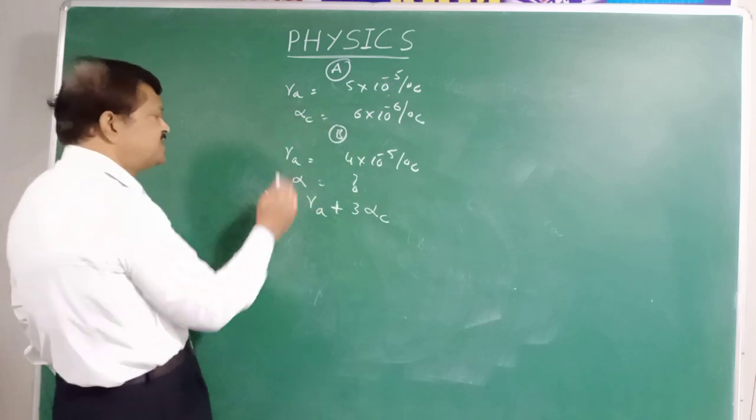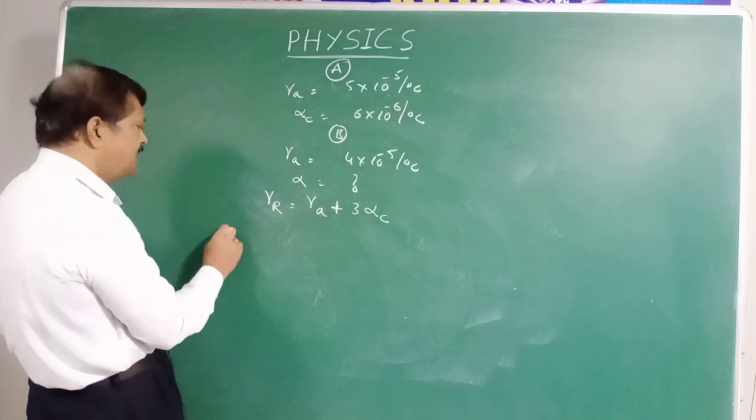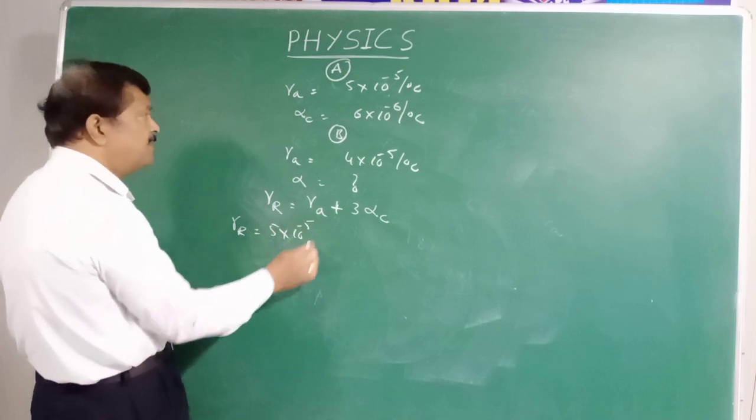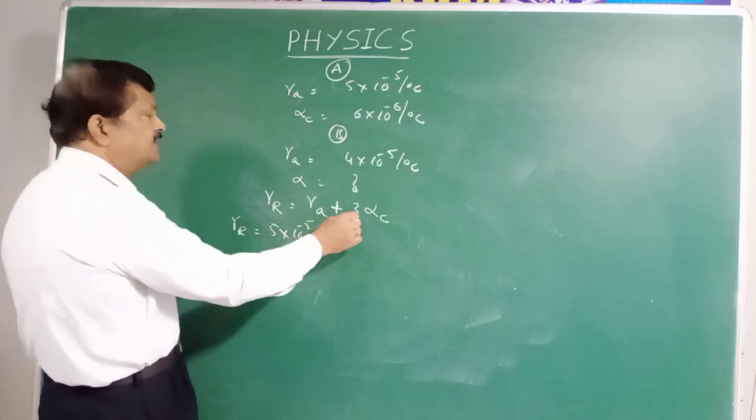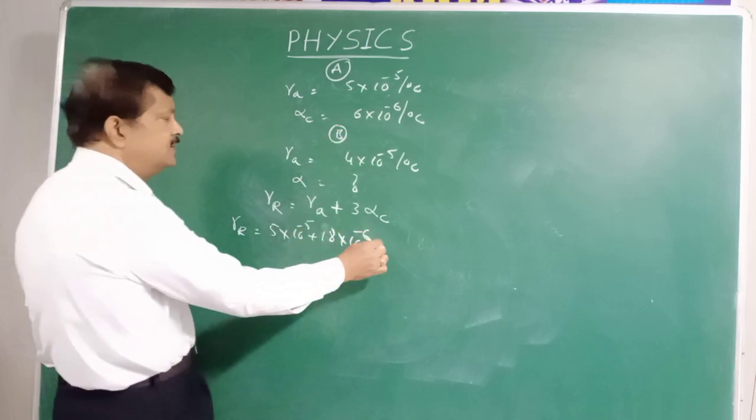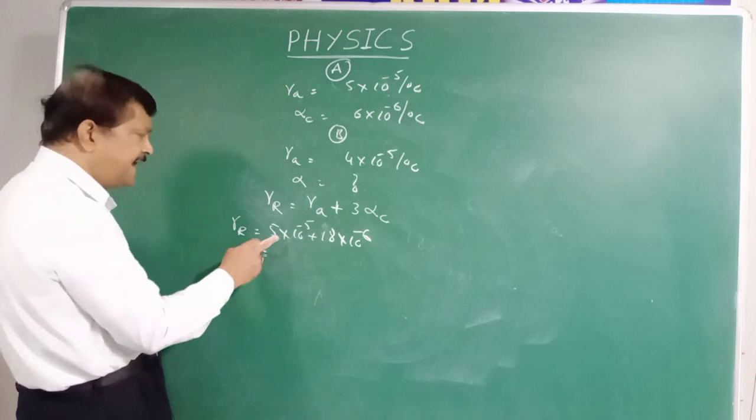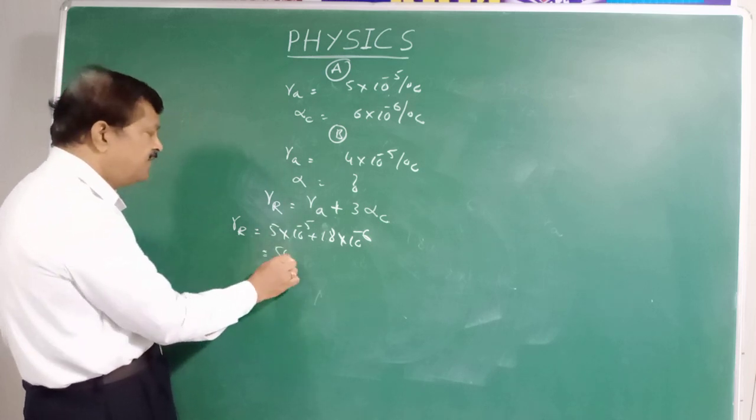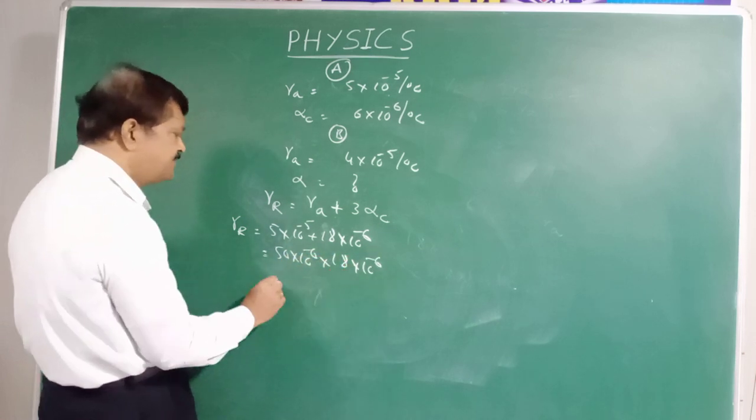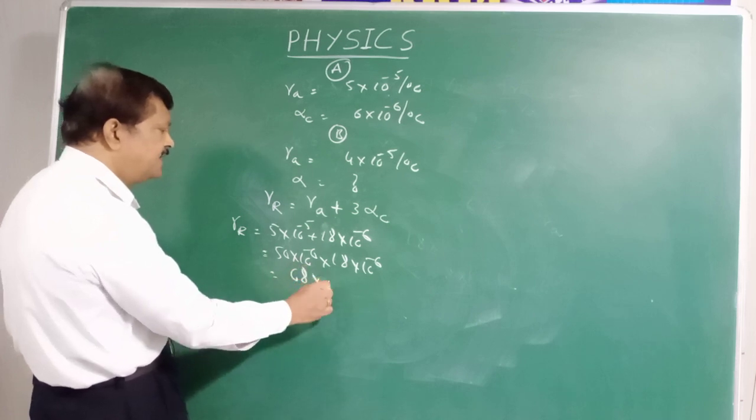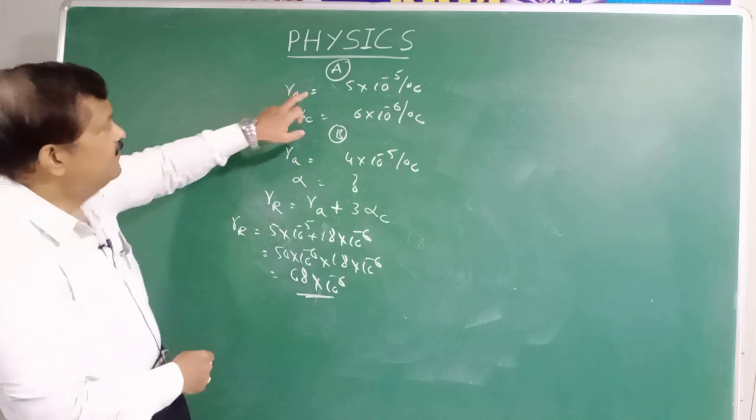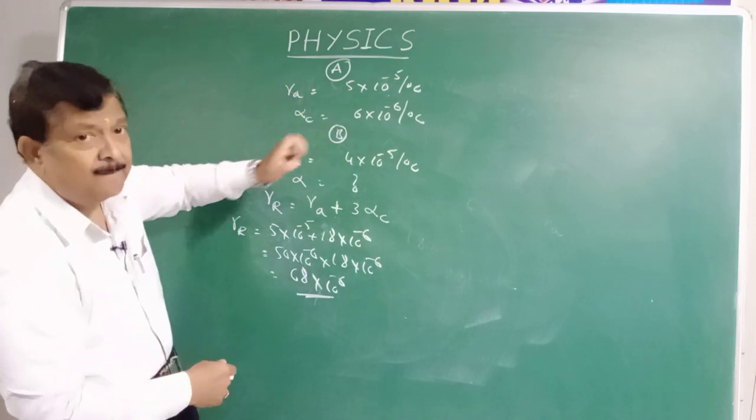So in the first container, using this equation, gamma r equals 5 into 10 power minus 5 plus 3 alpha, which is 18 into 10 power minus 6, that we have calculated. We can write this as 50 into 10 power minus 6 plus 18 into 10 power minus 6, which is equal to 68 into 10 power minus 6. This is the value of gamma r we got as per the calculation with respect to container A.